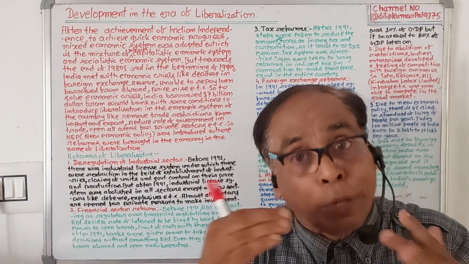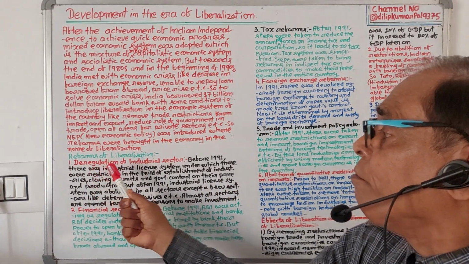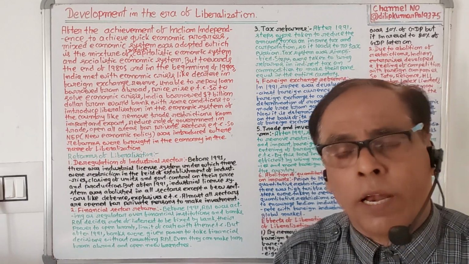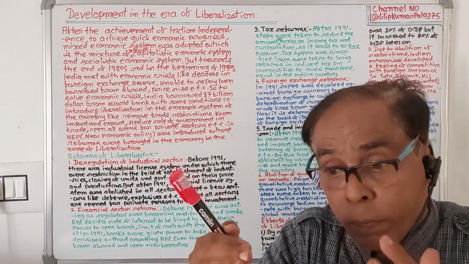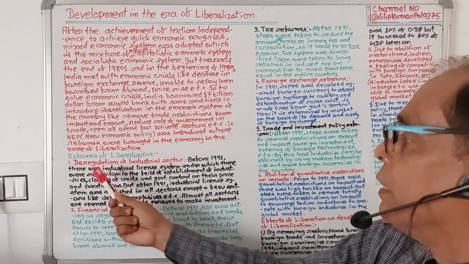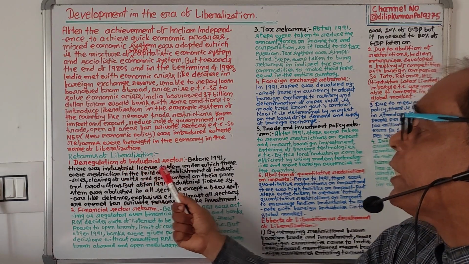So what reforms were made? Reforms of liberalization. Through liberalization, what reforms were made in India? Number one, deregulation of industrial sector.